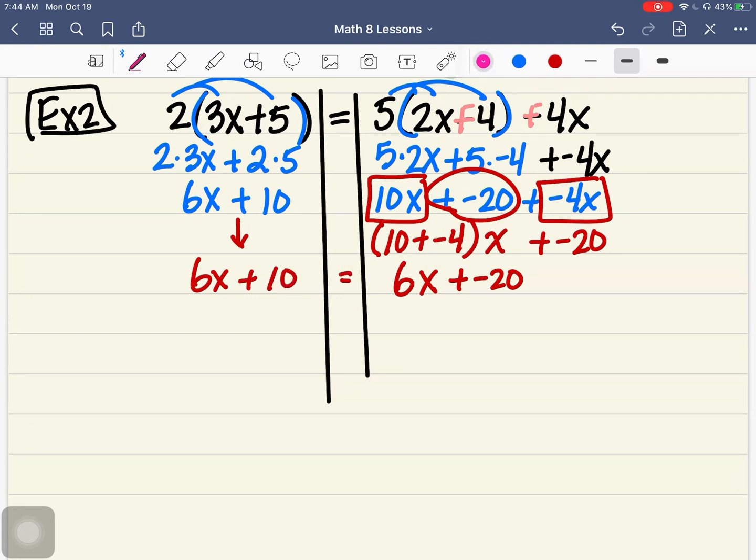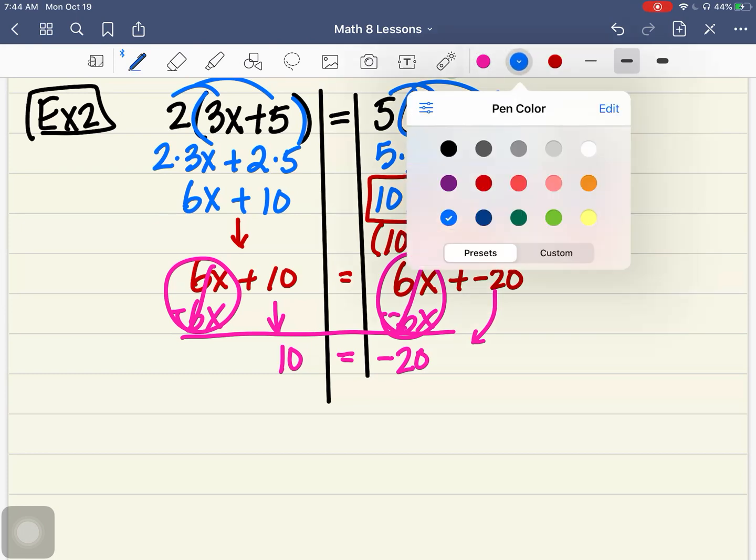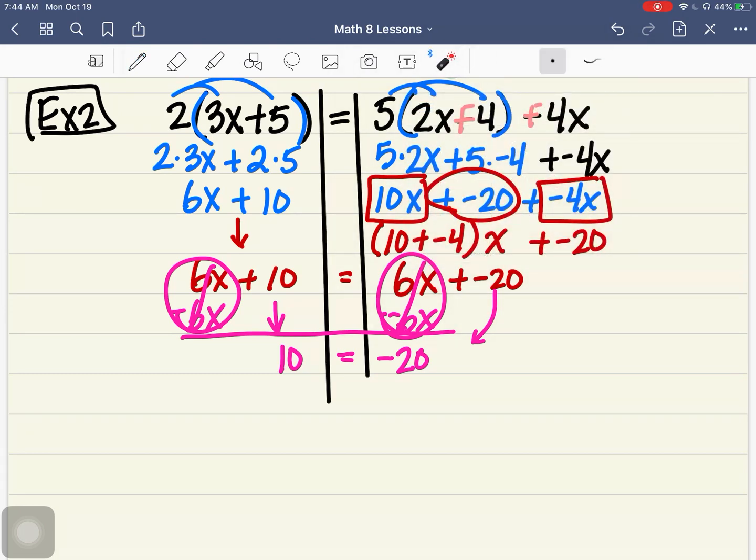And once again, I see that the left variable looks exactly the same as the right variable. So if I do a negative 6x on both sides, once again, they always cancel out. But look what happens with the numbers I have. I have 10 equals negative 20. So in this case, no matter what I pick for x, it won't work. The right side will never be the same as the left side.